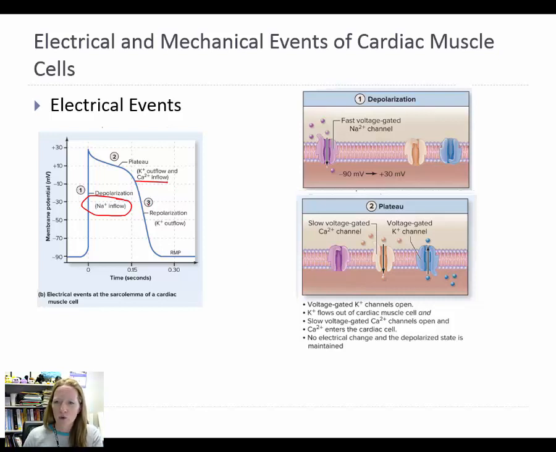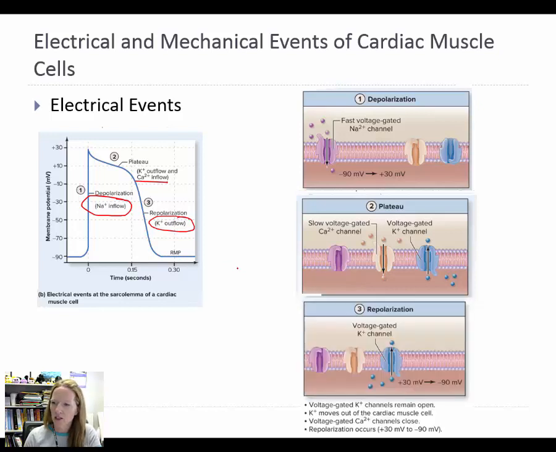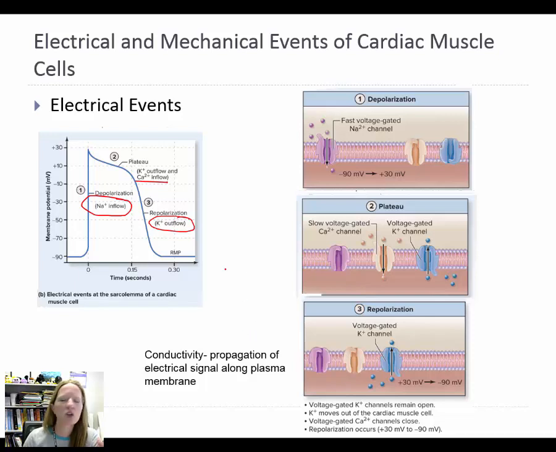After that, then you have that true repolarization. With that repolarization, the sodium is going to come out, and then that gets it back down to that resting membrane potential. So that is what is showing there, the repolarization, going back down to -90. So this whole propagation of the electrical signal across the plasma membrane is called conductivity, specifically when we talk about it here in the cardiac muscle cells. This is going to be a key term that we are going to talk about in the last section that we'll discuss over cardiac physiology, and this whole idea of conductivity.